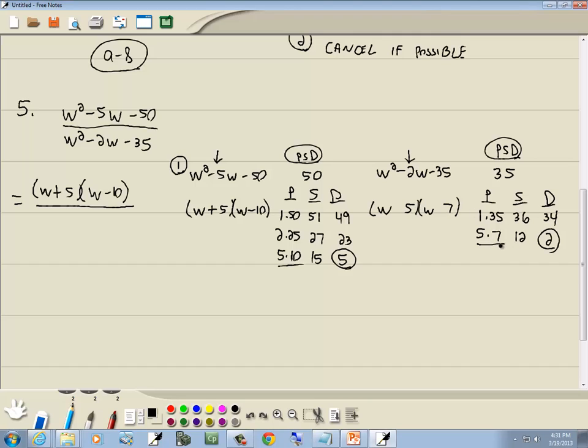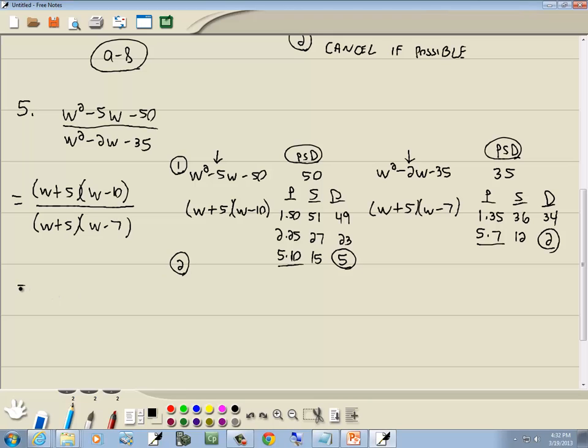Larger number that we're using, which is a 7, is always going to be the same size as the middle term, which was negative. The number I circled is in the difference column, D for different signs. So if the 7 is negative, then the 5 will be positive. So the bottom part factors as w plus 5 times w minus 7. And that was step 1.